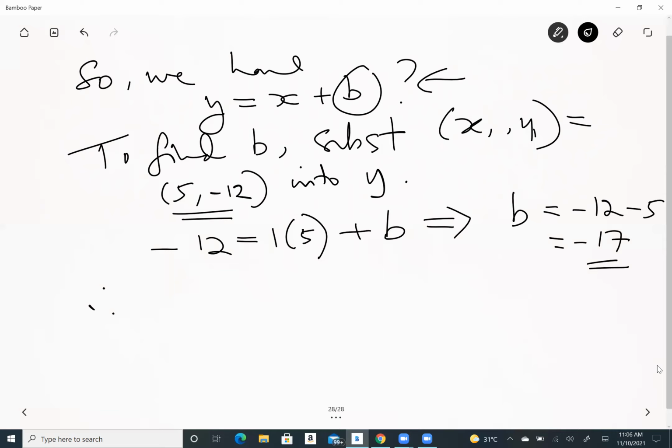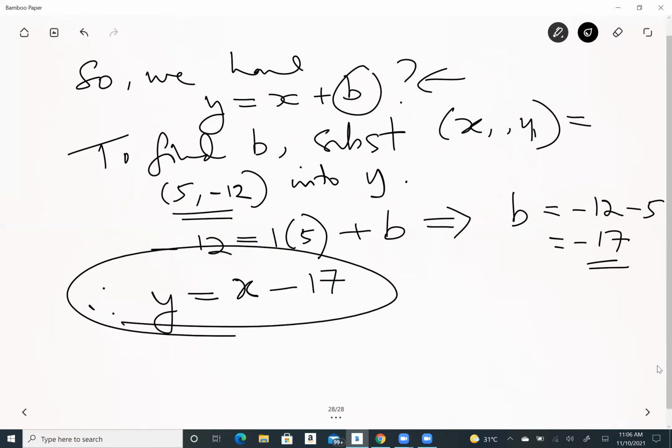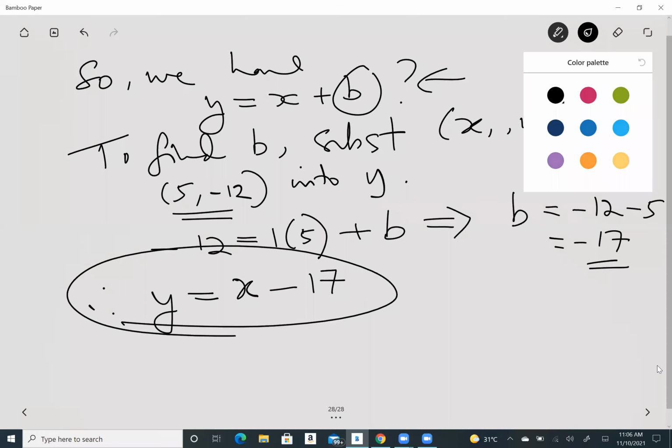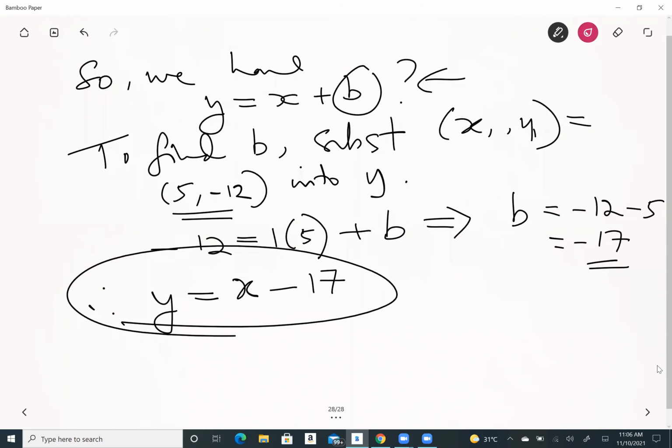So therefore, our equation is y equal to x minus 17. So that is our function. I use here x1, y1, all right? But you can also use x2, y2. So for your practice, buat ni. Put x2, y2. You must also get the same thing, because linear function is a straight line. Okay, any question?